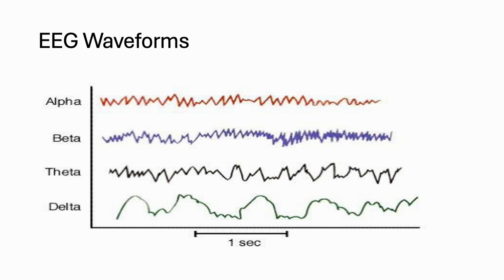Here are some EEG waveforms. You're pretty familiar with them now. I prefer to remember them as D-tab, starting with the lowest and going to the fastest, but this is a decent representation of what those generally look like.